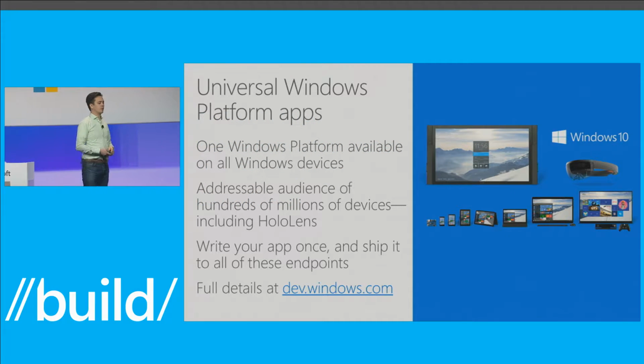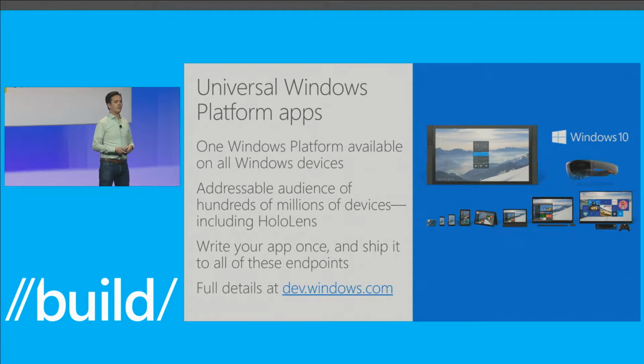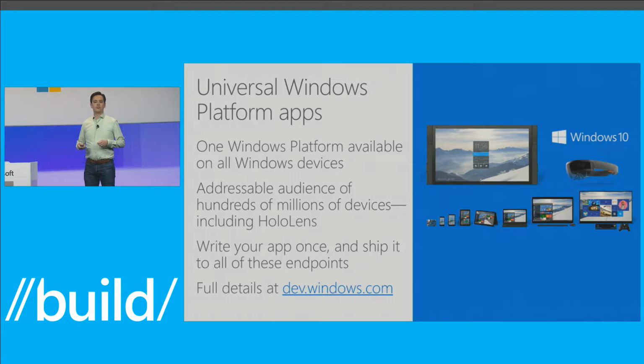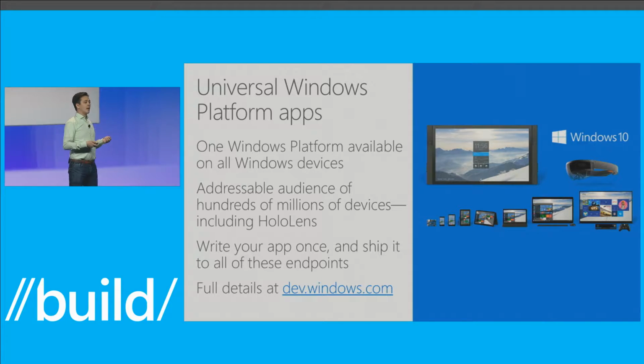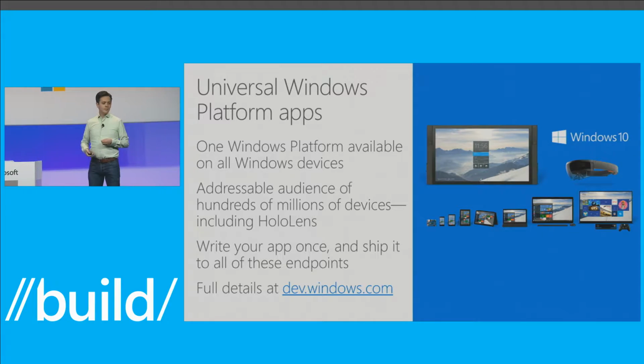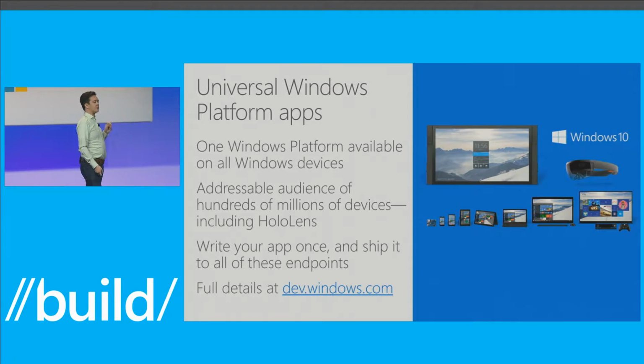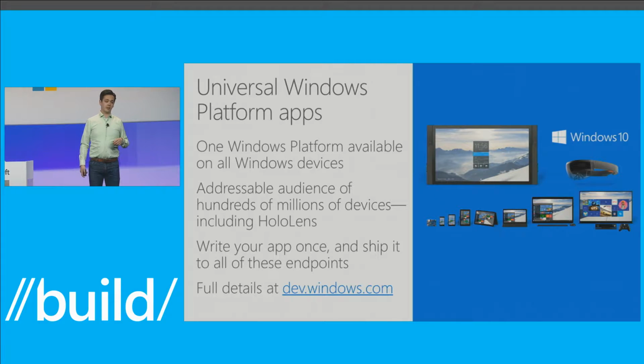So, quick overview of the Universal Windows platform. I'm sure you're all familiar with it by now. So, the Universal Windows platform is a common platform that all modern Windows devices are built on. The idea is that you can build your app for it just once and ship it to hundreds of millions of devices. Now, this talk is going to focus specifically on HoloLens and how to bring your new and existing two-dimensional apps to HoloLens. But a lot of the techniques that I'm going to show you will also apply to the other devices, too.